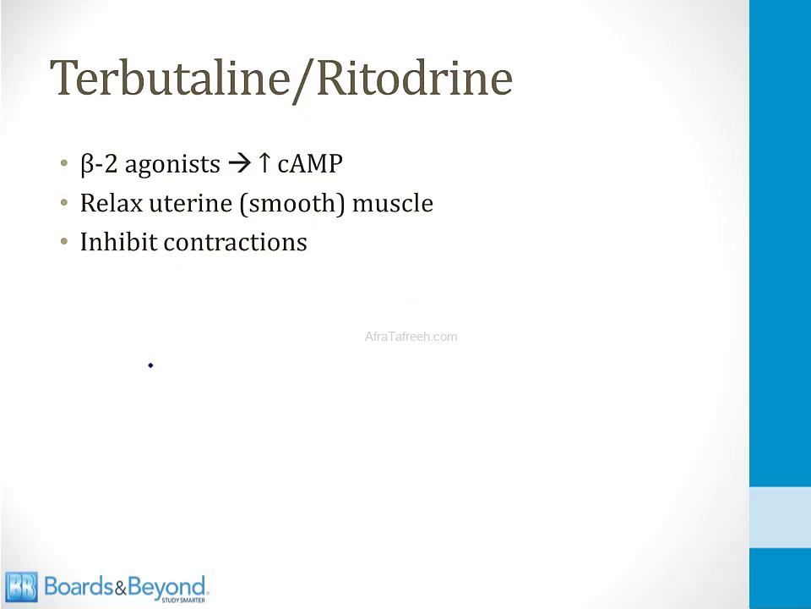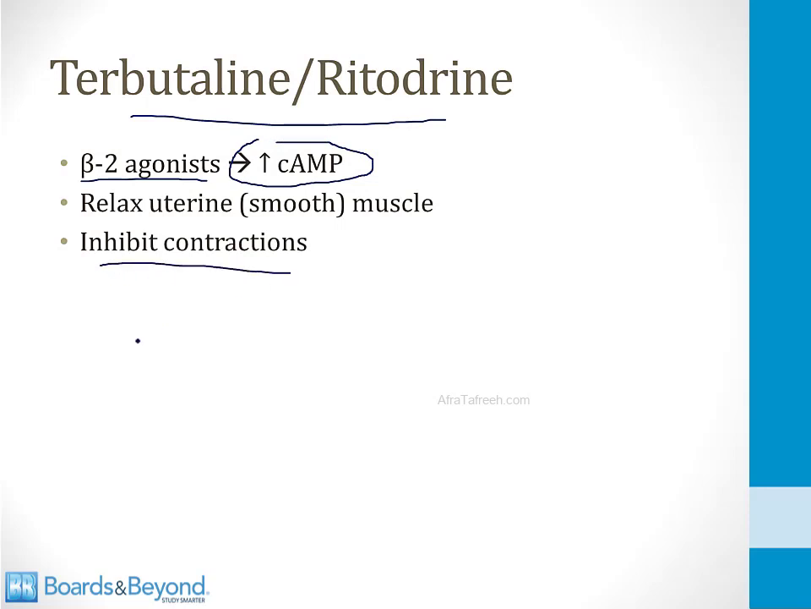If a woman develops uterine contractions before the baby is thought to be ready for delivery, you can try to inhibit those contractions with two drugs, terbutaline and ritodrine. Both of these drugs are beta agonists, so they raise the level of cyclic AMP inside of the uterine smooth muscle cells, and this leads to relaxation and an inhibition of uterine contractions.